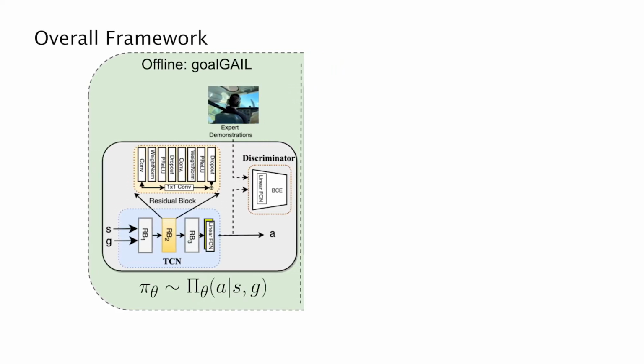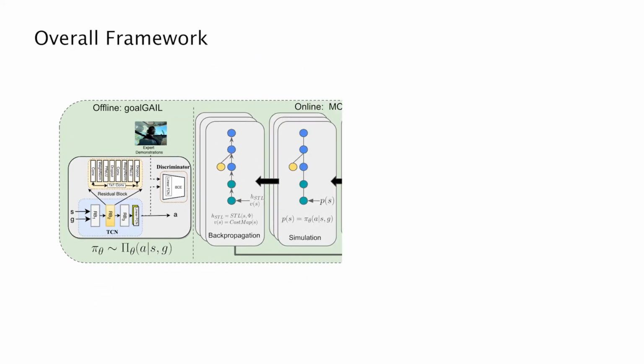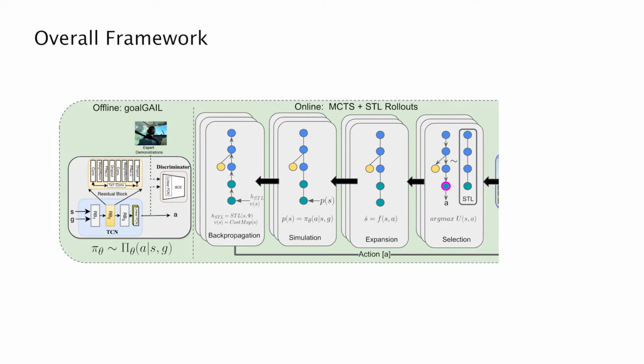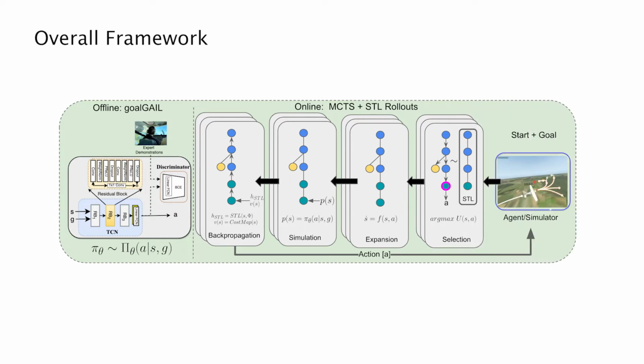Online, our MCTS planner builds a search tree going through the four stages of selection, expansion, simulation, and backpropagation while using the STL specification's robustness score as a heuristic to guide its behavior.